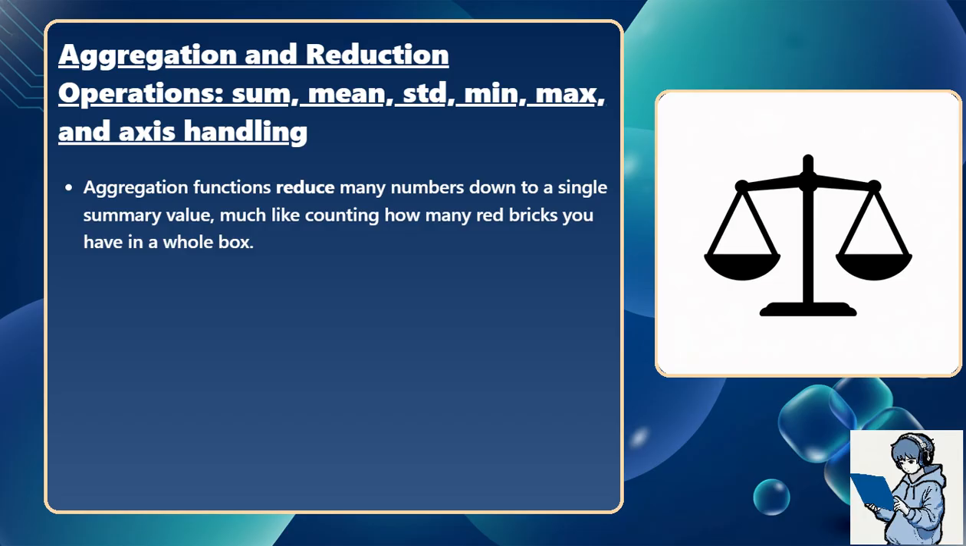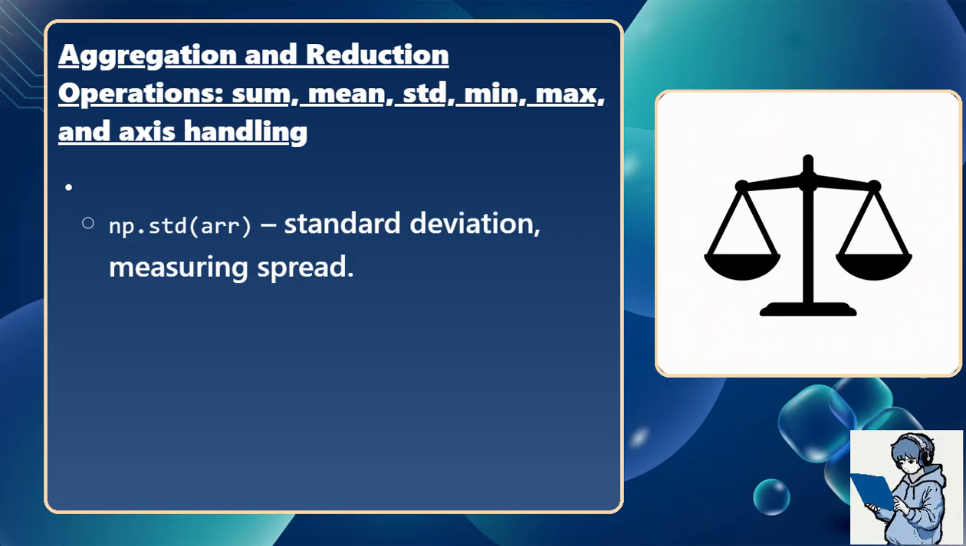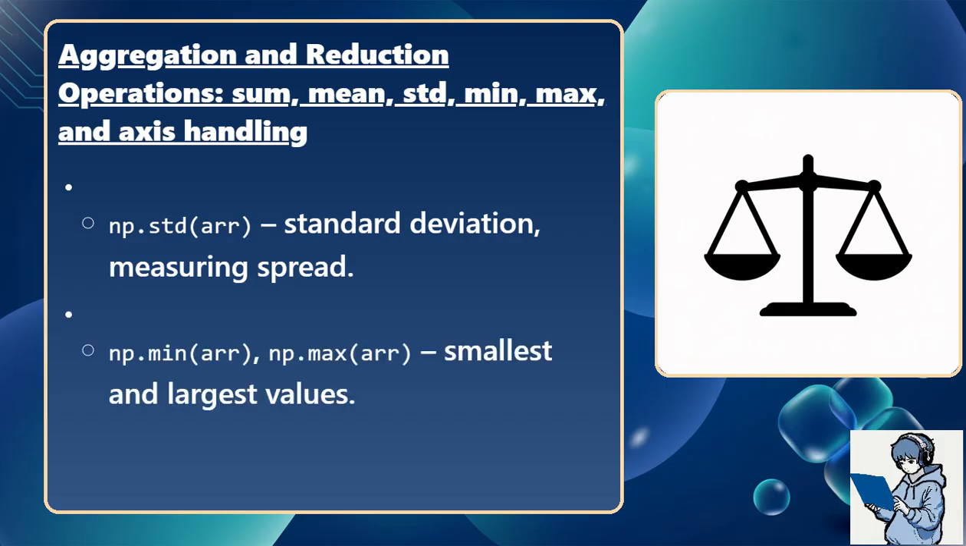Aggregation functions reduce many numbers down to a single summary value, much like counting how many red bricks you have in a whole box. Common reductions: np.sum(r) adds all elements. np.mean(r) is the average, the sum of x sub i divided by n. np.std(r) is the standard deviation, measuring spread. np.min(r) and np.max(r) give the smallest and largest values.